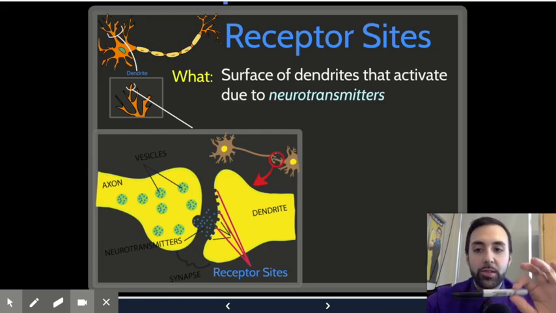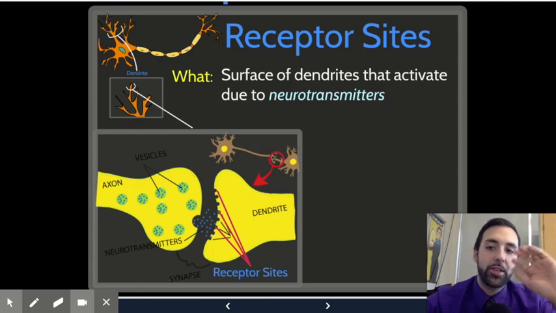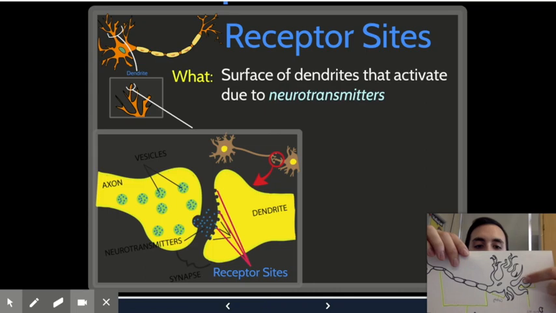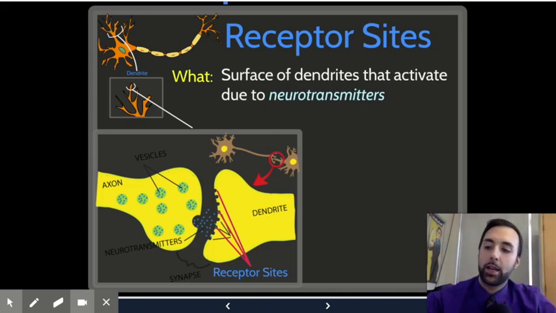It's the outer surface. So if you take a look at the left side of the diagram that I asked you to copy, imagine the outer surface. So in the case of my diagram, it's with a black outline. Imagine that black outline being lined with what are called receptor sites. That's the very, very surface of the dendrites.